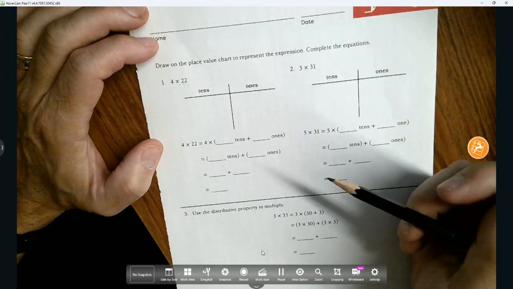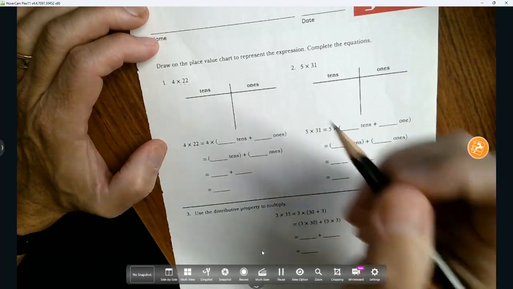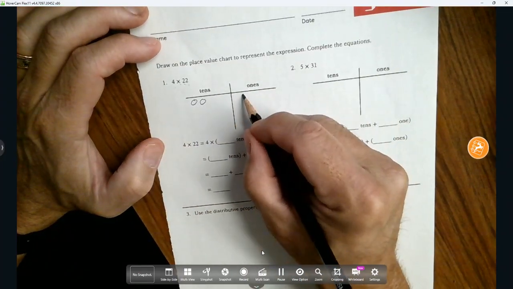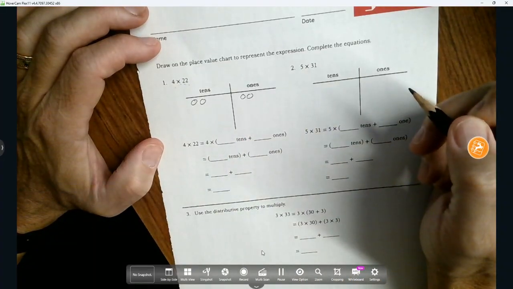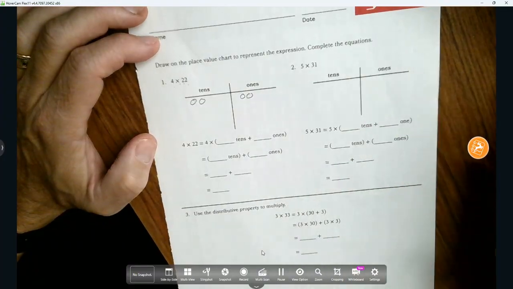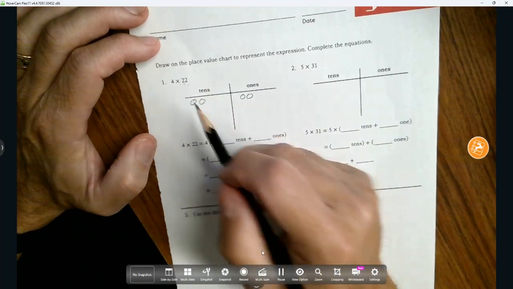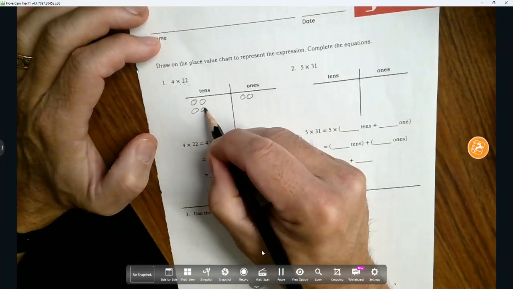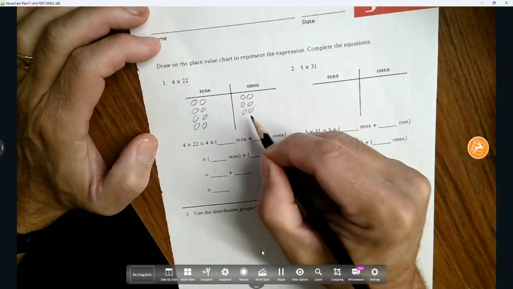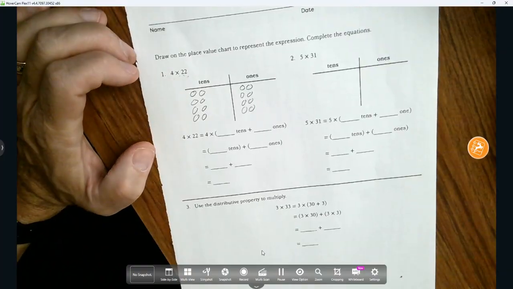All right, so let's break this down. 4 times 22. So to start, we have 2 10s and 2 1s, right? But if we're going to do 4 times, we need to probably write this number in here 4 times. That's 1, 2, 3, 4. All right, that would be 4 times 22 if we wrote it in there.